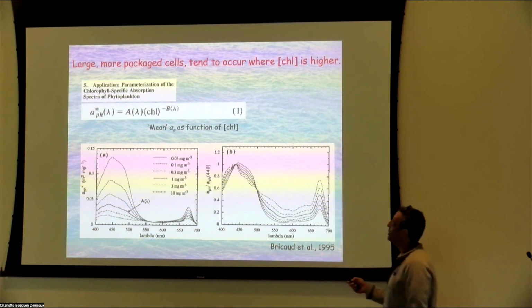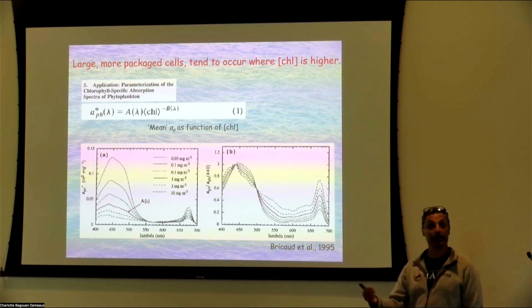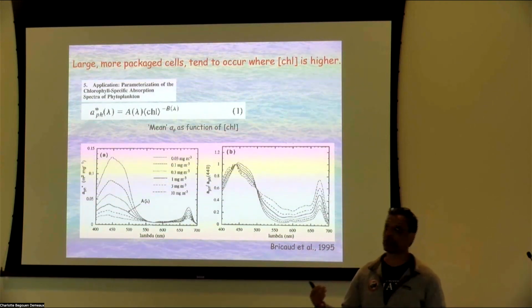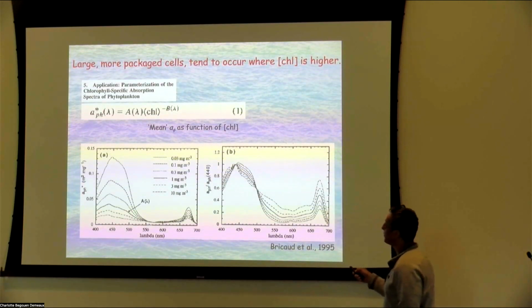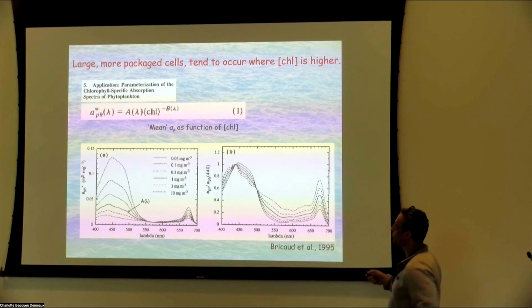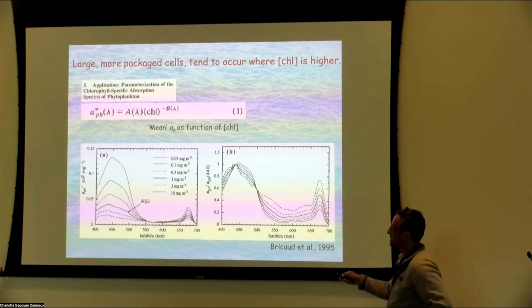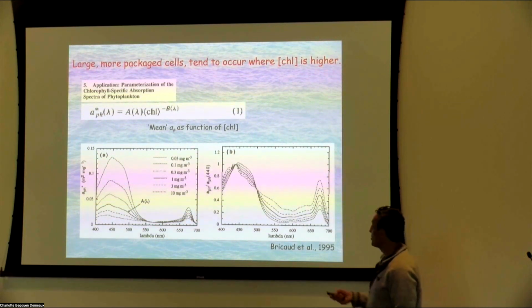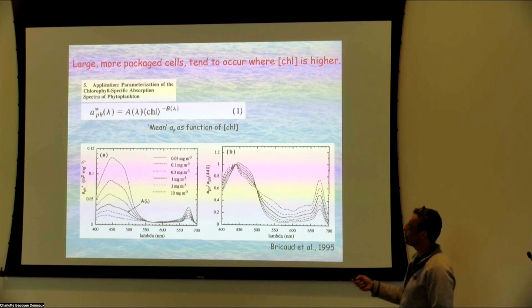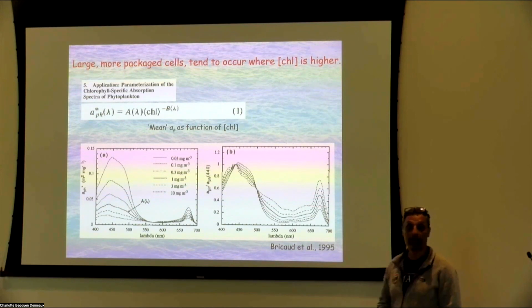It so happens that when you have a lot of chlorophyll, cells tend to be larger, and they also tend to be more packaged, meaning the ratio of blue to red absorption is going to be smaller. So an unpackaged cell has a different ratio. This is from a paper by Bricaud, and it's still used a lot in the literature as the way to model chlorophyll-specific absorption by phytoplankton.